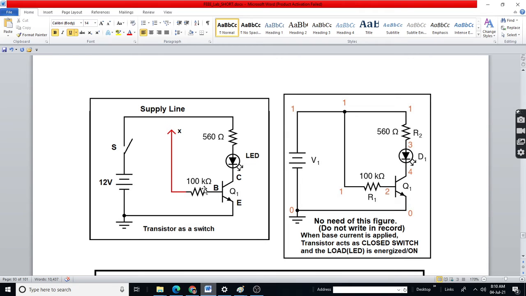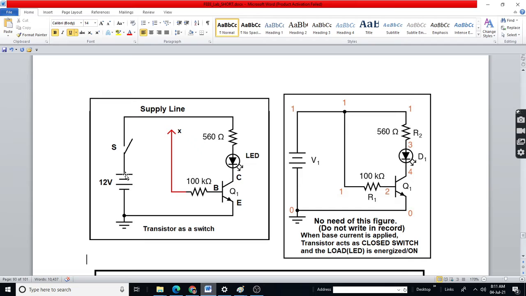Base current is the control current. Collector current is the load current. Load is the LED, light emitting diode. A small lamp is used. Now, emitter is the common terminal. The load current also flows like this.